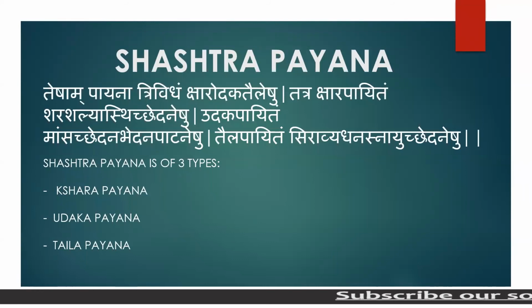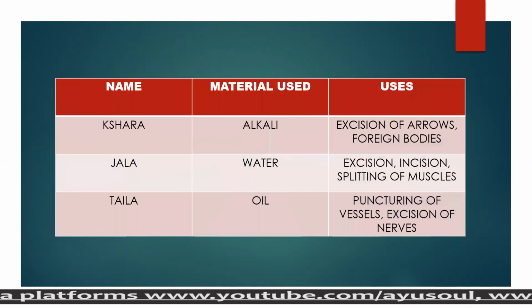Shastrapayana is tempering of the instruments. It is of 3 types: Sharpayana, Udakpayana and Telpayana. Sharpayana is used for excision of arrows and foreign bodies. Udak or Jalpayana is used for excision, incision and splitting of muscles. Tail or oil payana is basically used for puncturing of vessels and excision of nerves.